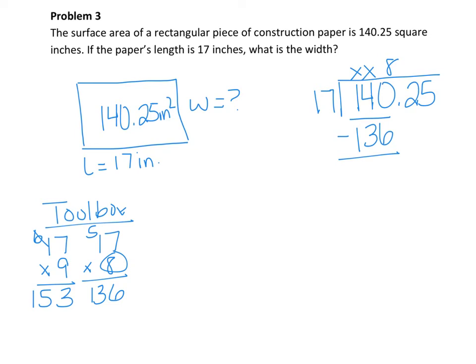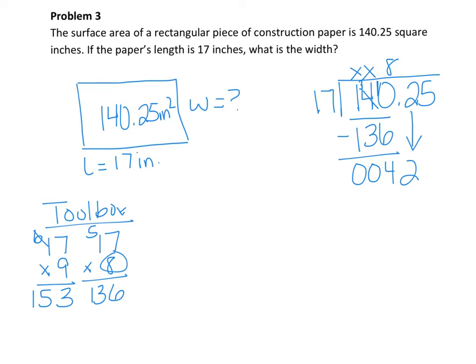So I can't do 0 minus 6. So I got to borrow from my 4, make it a 3, and this becomes a 10. So 10 minus 6 is 4. 3 minus 3 is 0. 1 minus 1 is 0. So now I bring down. So now I have 42.